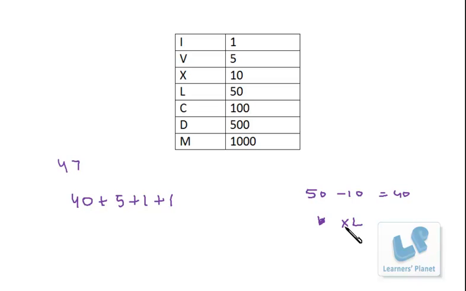So the representation of 40 is XL. Since L is bigger in value, and X is written on the left side of it, finally this number will represent 50 minus 10, 40. Okay. So for 40 we can write X and L. For 5 we can write V. For 1 we can write I and then I. So it's X, L, V, I, I. Okay.